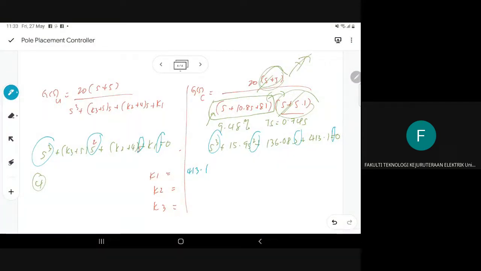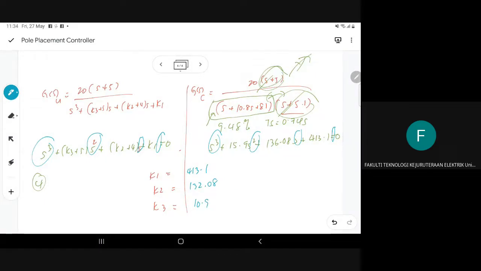132.08. Okay, K2 value? You can calculate it mentally. 132.08, and our K3 value. You can also calculate it mentally. 10.9. 10.9, that's correct. Alright.